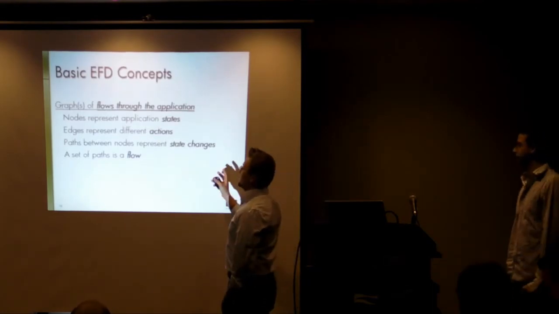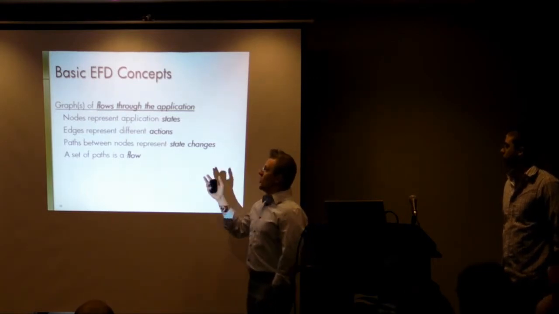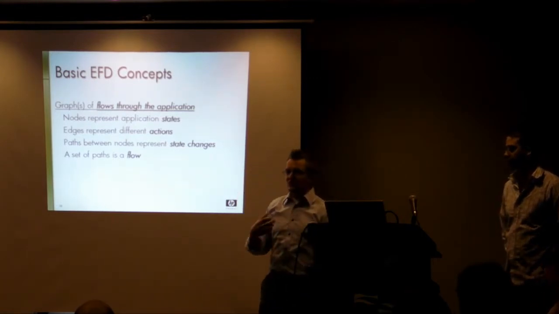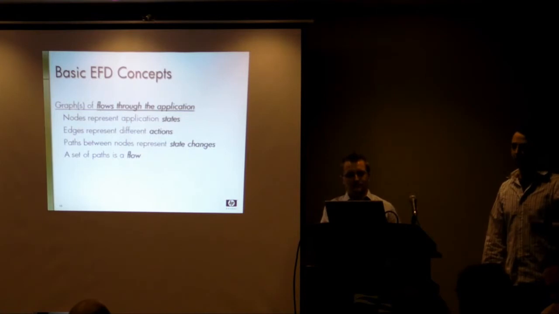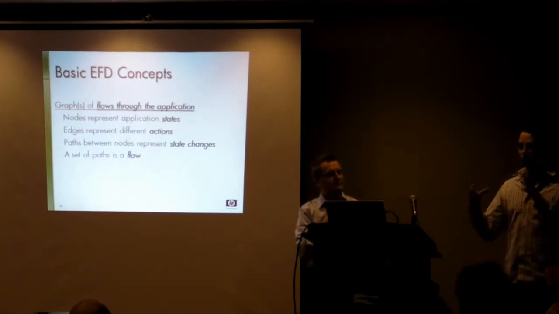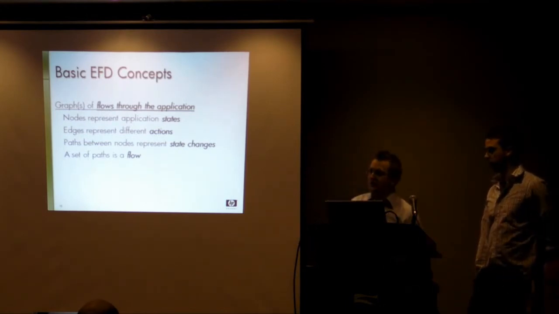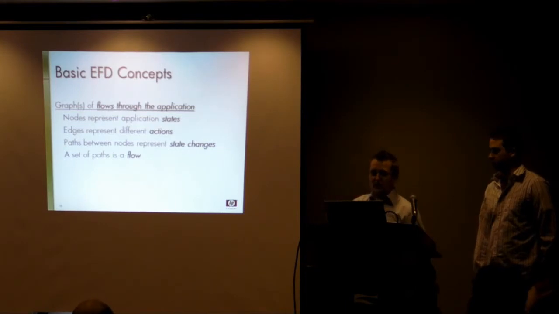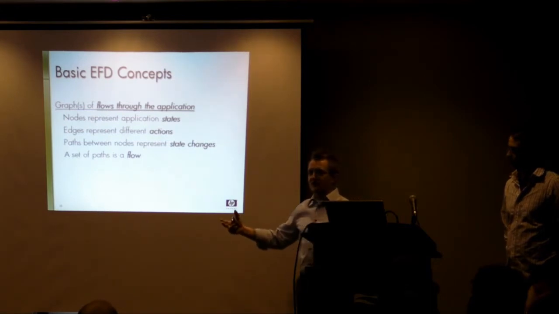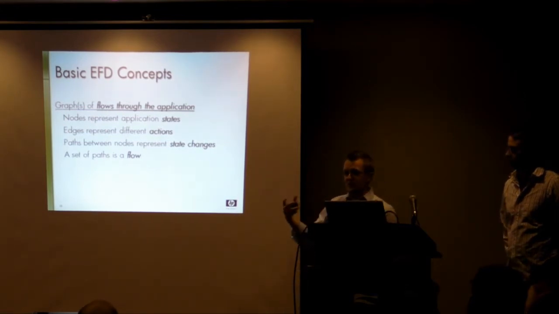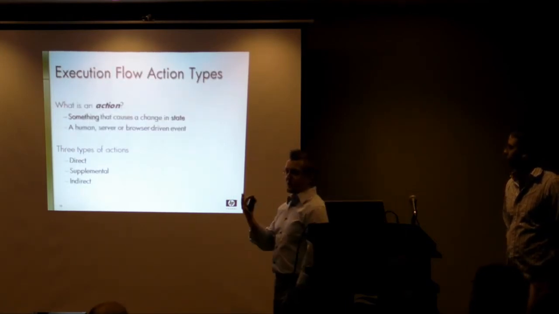So, some basic concepts. Graphs represent flows through the application. The nodes in these graphs represent application states, so where the application is. When we're talking about states, we're talking about HTTP state, JavaScript state, anything that changes what the browser is seeing. Edges represent different actions: button click, drag and drop, whatever. Paths between these nodes signify state changes, that something has changed in the application. And a whole set of these is called the flow, how the application flows.